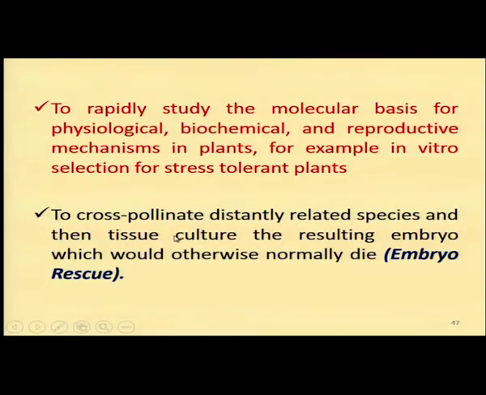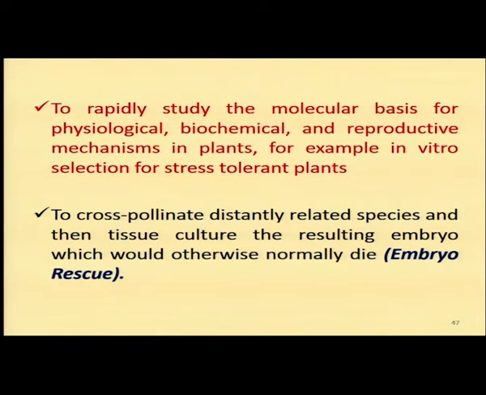To cross-pollinate distantly related species and then tissue culture the resulting embryo, which would otherwise normally die. This procedure, we call it the embryo rescue technique. When you cross distantly related species, or even if it is an intergeneric cross, that is two distinct genera. Under the Linnaeus system, you have a genus and a species. Within a genus, the species will have certain similarities. There would be some differences. So you can have an interspecific cross or an intergeneric cross.